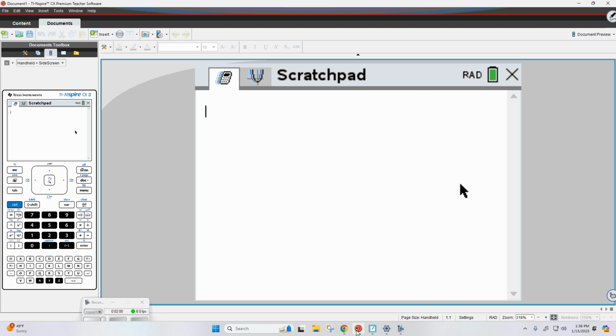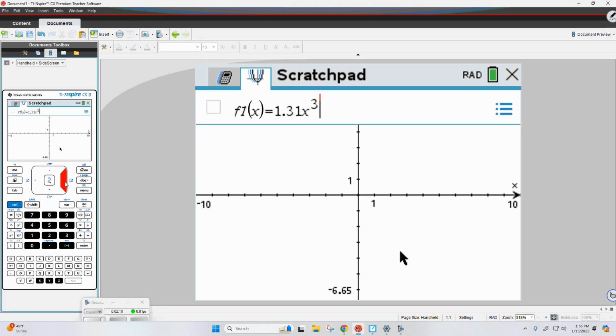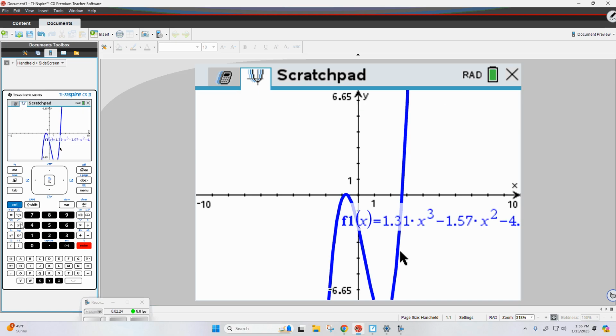All right, let's see here. Okay, so it is 1.31x cubed. So I'm going to use this caret button here to raise it to the third power. Minus 1.57x squared. Minus 4.62x, and then minus 1.98. Okay. All right, so we got my graph here.